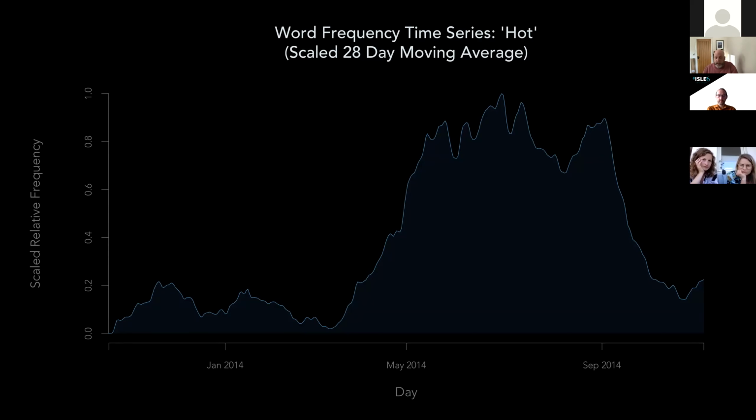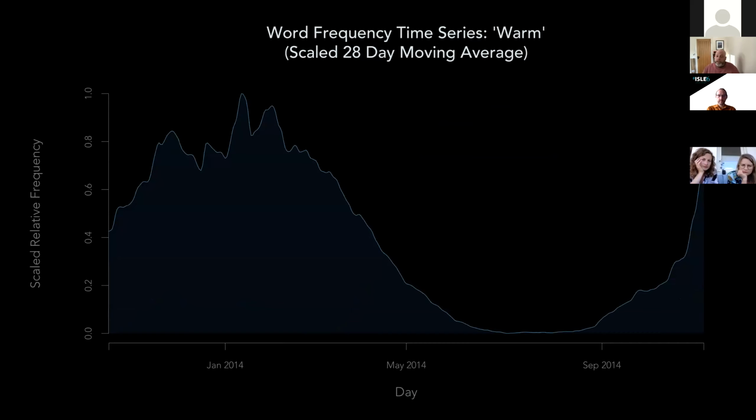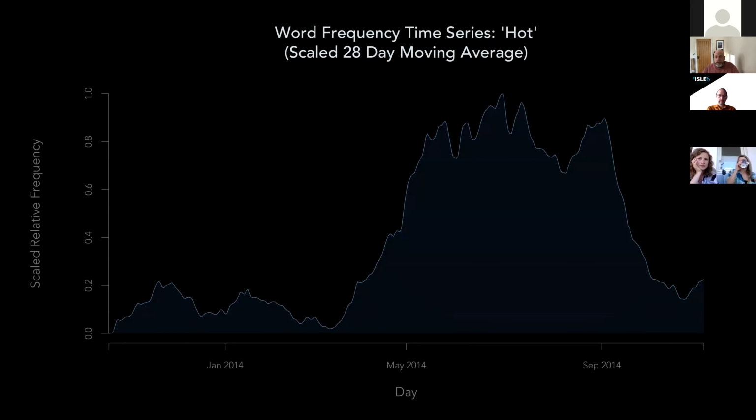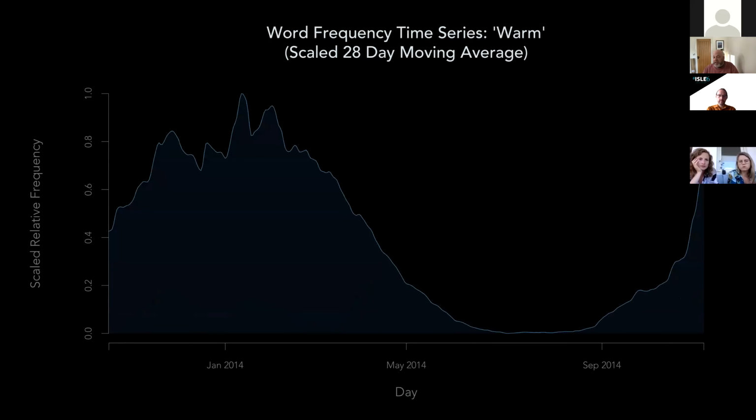So here's the one for hot, and then here is the one for warm. And what you can really see here is almost a mirror image, right? So hot, warm, okay? And you can see it's really quite clear what's happening here. In the summer, people talk about being hot, and in the winter, people talk about being warm.